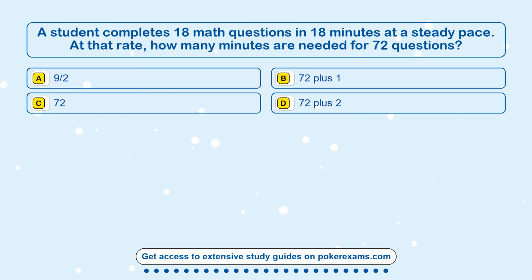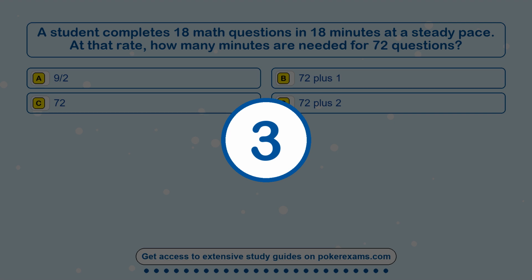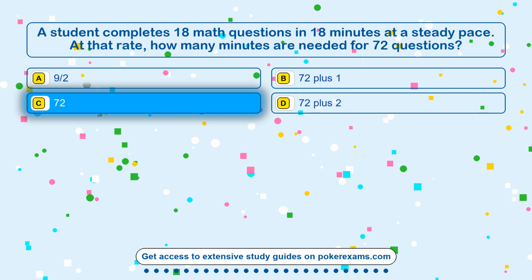Question 5. A student completes 18 math questions in 18 minutes at a steady pace. At that rate, how many minutes are needed for 72 questions? Option A, 9/2. Option B, 72 plus 1. Option C, 72. Option D, 72 plus 2. The correct answer is option C, 72.